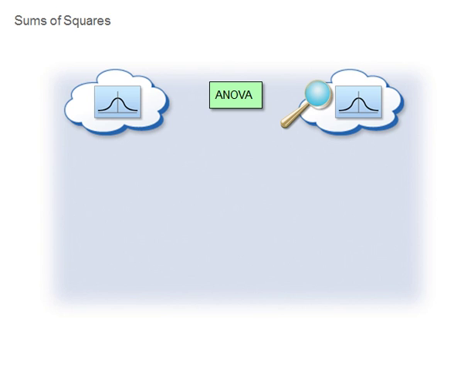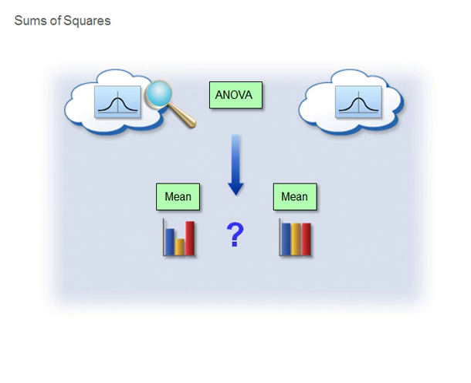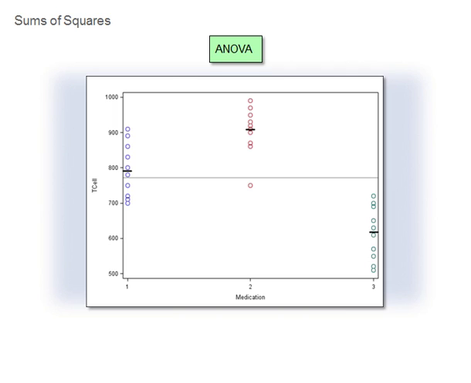As its name implies, analysis of variance analyzes the variances of the data to determine whether there is a difference between the group means. Think back to the T-cell count example.